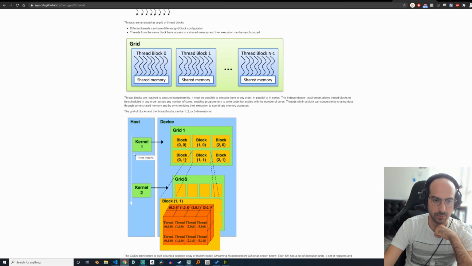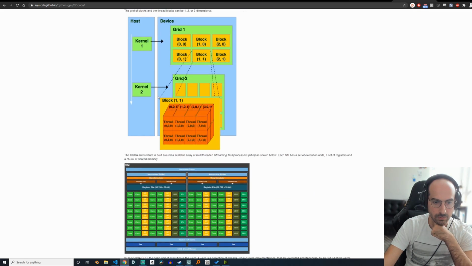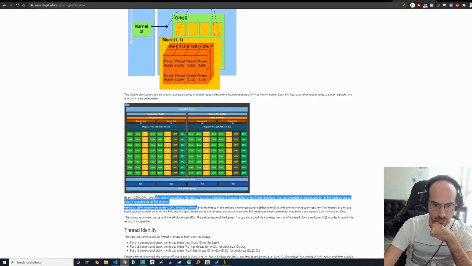Okay, so the grid of blocks and thread blocks can be one, two, or three-dimensional. Streaming multiprocessors have a set of execution units, a set of registers, and a chunk of shared memory. A warp is a collection of 32 threads that execute together.